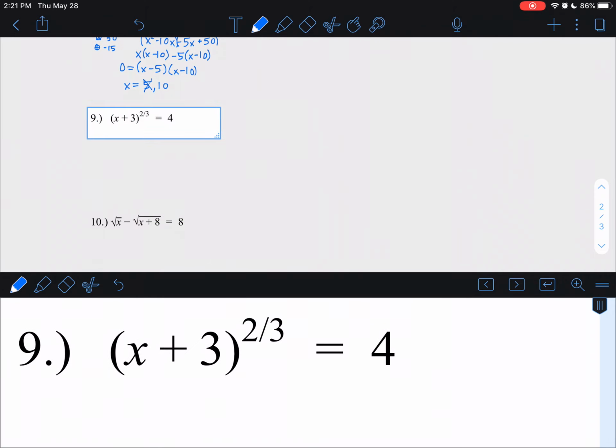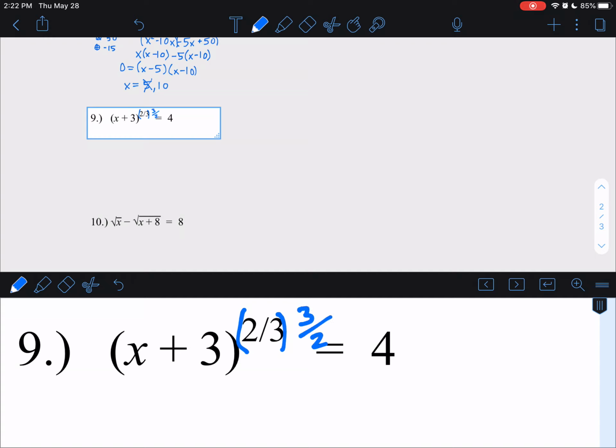Okay. Then we have this problem here: (x plus 3) to the 2/3 equals 4. So I have this 2/3, and I know that I want to get rid of that 2/3. So what I'm going to do is multiply by the reciprocal to turn it into 1. I want to turn this into x plus 3 to the first power somehow. So I'm going to multiply by the reciprocal, which is 3/2.